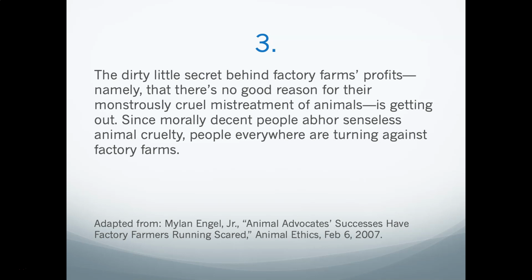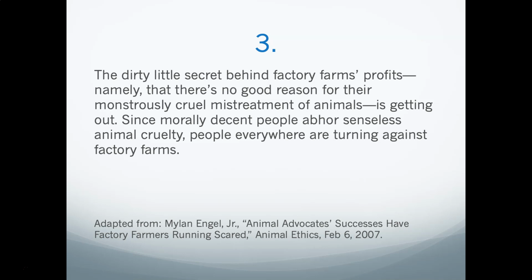Of course, this argument uses several loaded expressions. Dirty little secret, monstrously cruel mistreatment, and senseless animal cruelty all have strong negative overtones. The first two could be avoided by describing the factory farm's practices in neutral terms. For example, describing the size of the crates in which factory farm chickens are kept, leaving it to the reader to decide whether these practices are monstrously cruel or not.